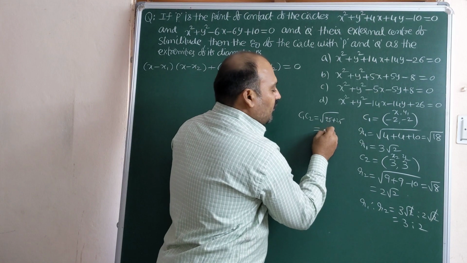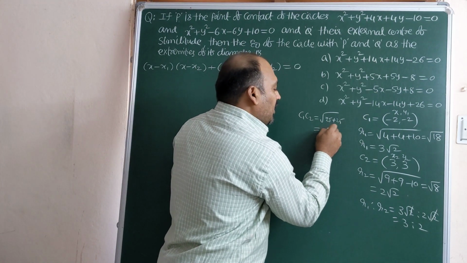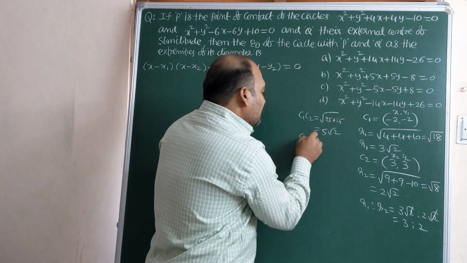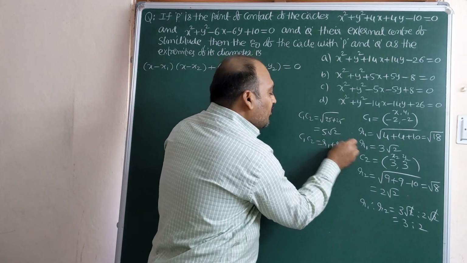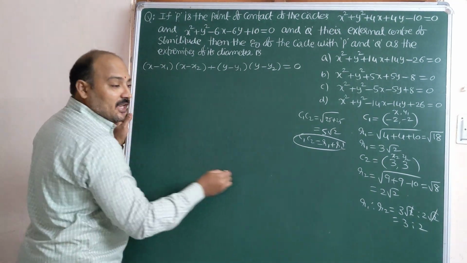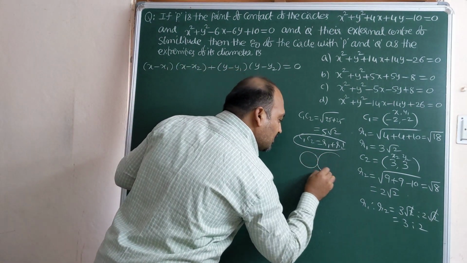25 root 50 means 25 2s are 5 root 2. So the sum of these two is equal to 5 root 2 now. So C1C2 is equal to R1 plus R2. The circles touch each other externally. Whenever they touch each other externally, the figure will come like this, dear students.